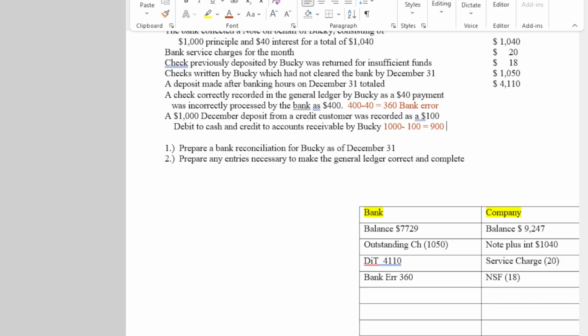Let's see, this is an under record kind of thing. Because we only did the $100 credit, that's why it's going to be considered a positive, because we actually need $900 more. Originally it was $1,000 we should have gotten, but we only credited it as $100. So we're missing $900 here. So this is an accounts receivable error, and that's where we're going to have the 900 and it's going to be positive.